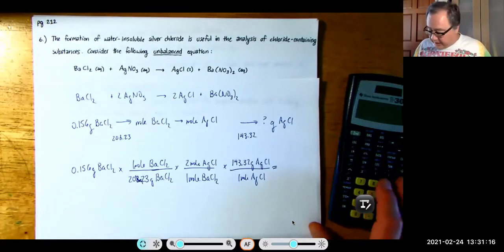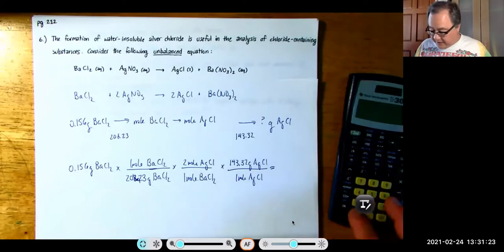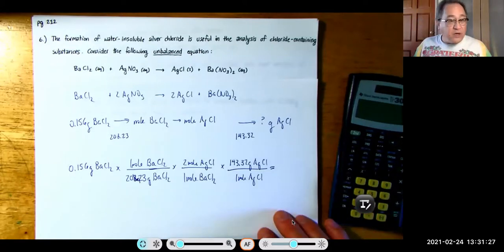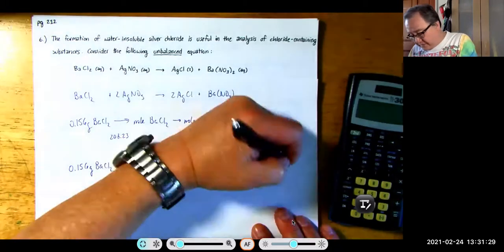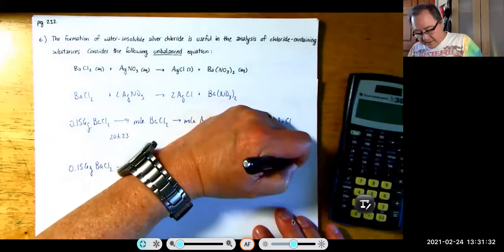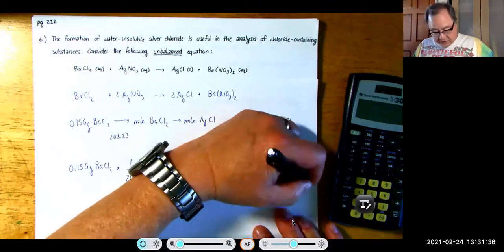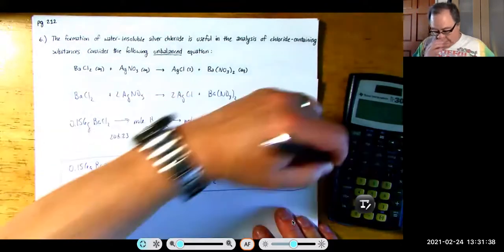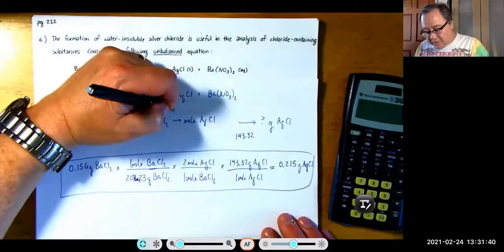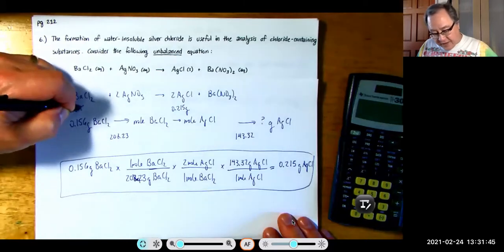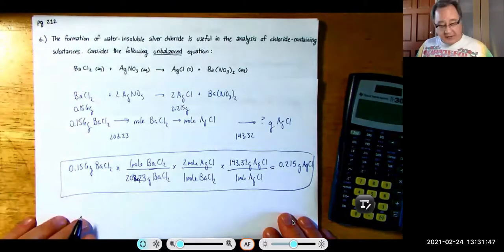0.156 times 2 times 143.32 divided by 208.23. And I get 0.215 grams of silver chloride. And so that's the answer we would get. So we get 0.215 grams of silver chloride, starting with 0.156 grams of barium chloride.